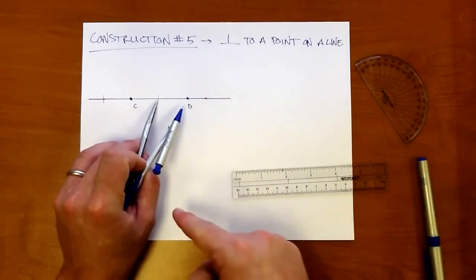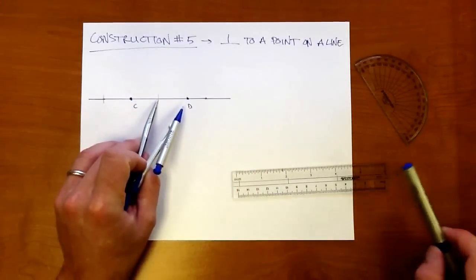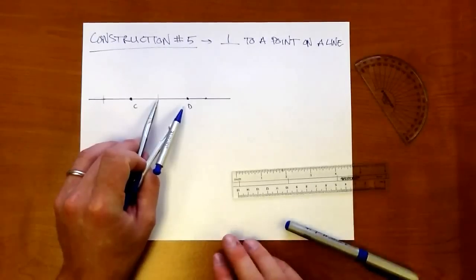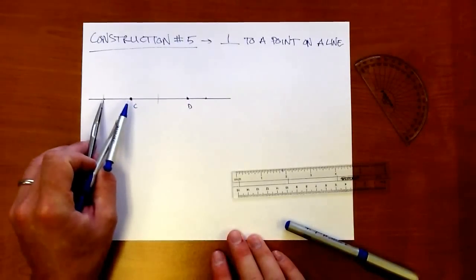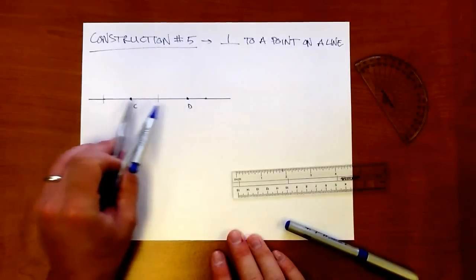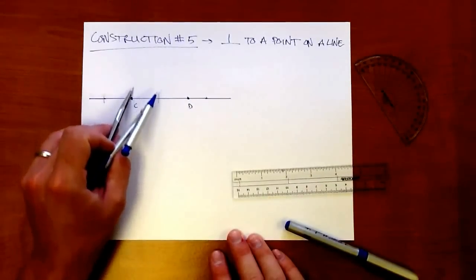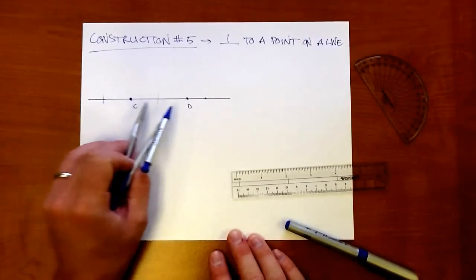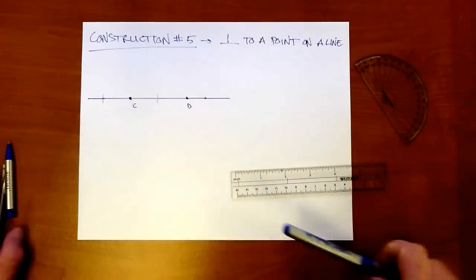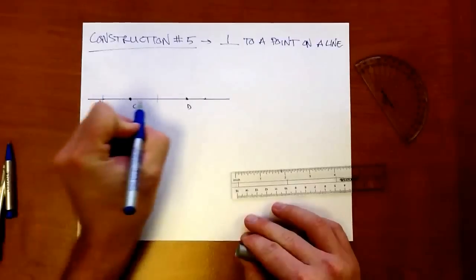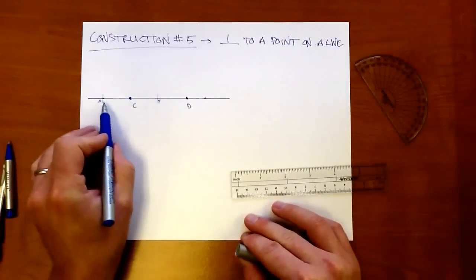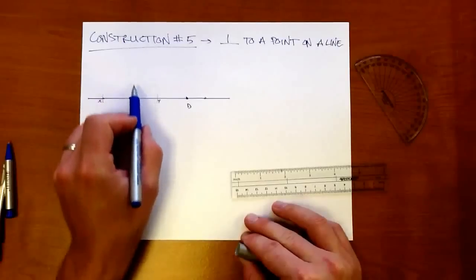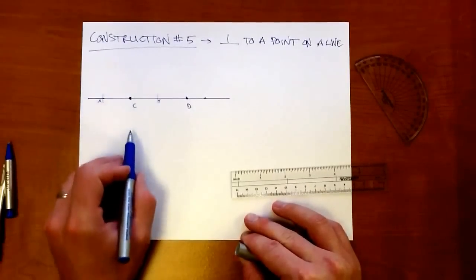So if you think back to construction 4 where we did drawing perpendicular bisectors, now if we use that method and these 2 points, we're going to end up drawing a line perpendicular right through C that bisects this segment right here. I'll call that segment XY. If we draw the perpendicular bisector of XY, it's going to go right through C because C is our midpoint.